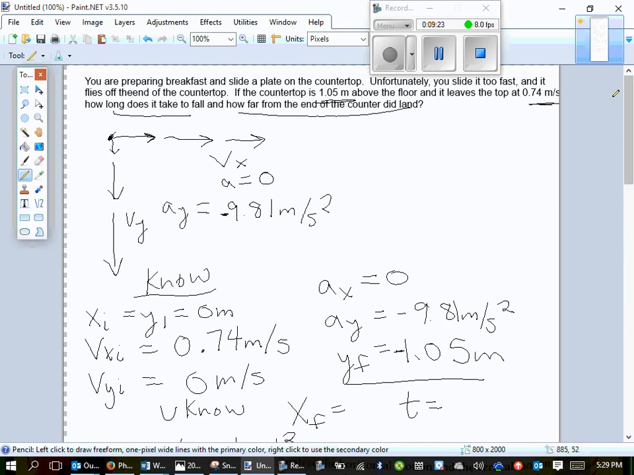So the principle here is that the motion in the x direction is completely independent from the motion in the y direction. With projectile motion, we have no acceleration and constant velocity in the x, and then we have acceleration due to gravity in the y. We looked at displacement slightly differently in the x direction, and then we also had to do it in the y direction.